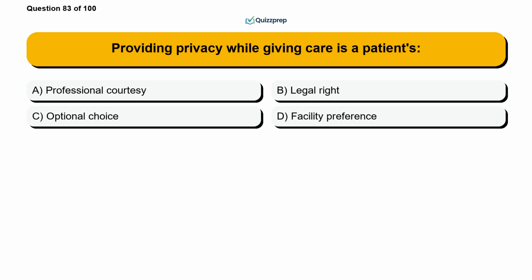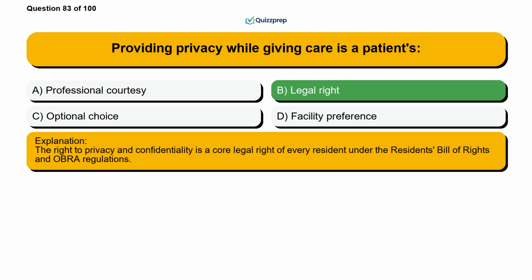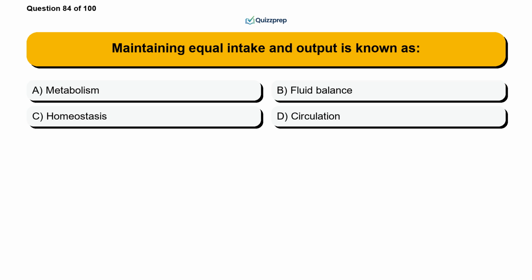Question 83. Providing privacy while giving care is a patient's: Option A, professional courtesy. Option B, legal right. Option C, optional choice. Option D, facility preference. The correct answer is option B, legal right. The right to privacy and confidentiality is a core legal right of every resident under the Residents' Bill of Rights and OBRA regulations.